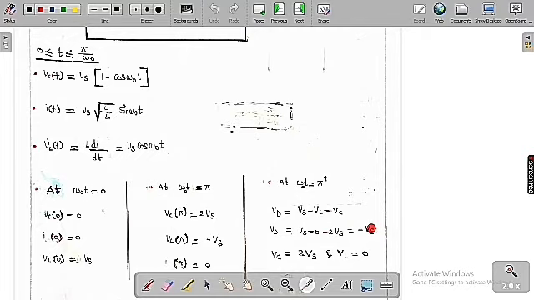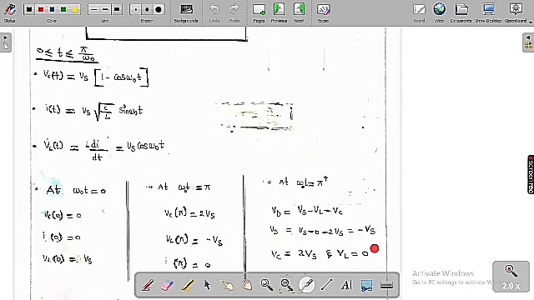But whenever t is ranging from 0 to pi by omega naught, the diode is going to conduct, so the diode voltage is 0 up to that instant. After that it is minus Vs for all the time. Now with this data we are going to plot the graph. So you can see clearly that the diode voltage is minus Vs.